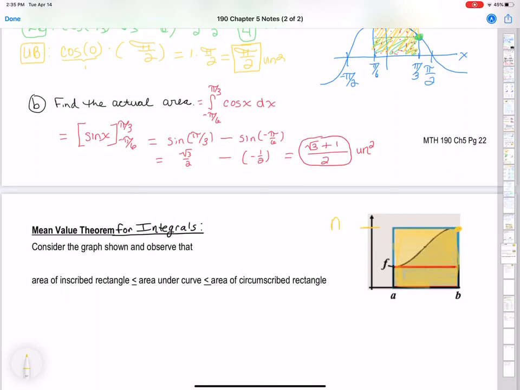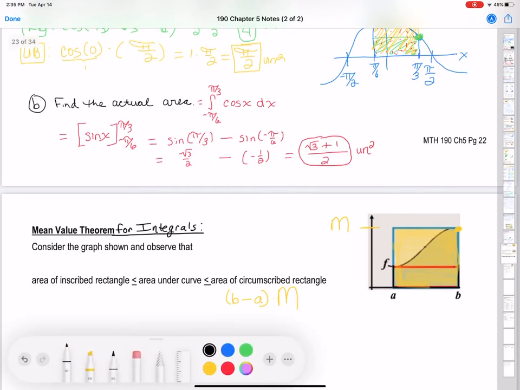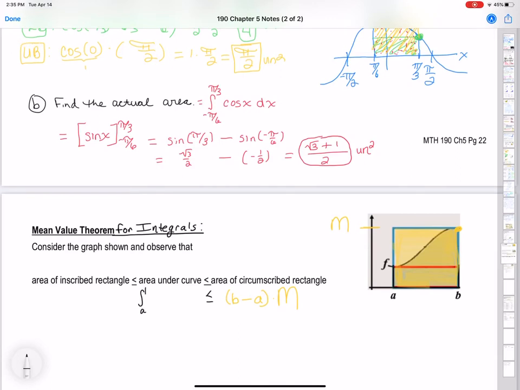And just like before, let's call this value right here the capital M, the upper bound. On this particular graph it happens to come from f of b, but in general, the area of this circumscribed rectangle is just its width, b minus a, times its height, which is in general capital M. And so that is an upper bound on the actual area under the curve, so the definite integral from a to b of f of x dx.